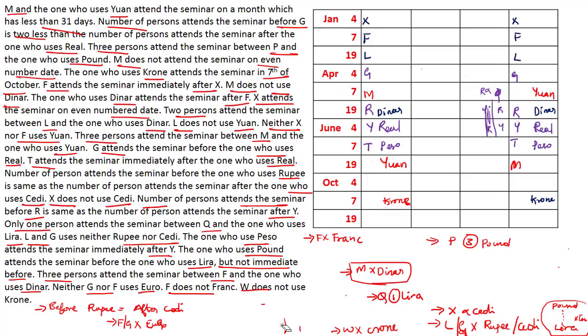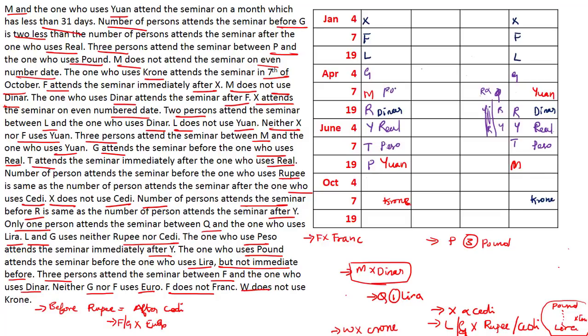Okay, this is done. Now between P and pound, there should be a gap of 3 persons, right? So P can be here. If P is here, 1, 2, 3, we cannot go after, so we have to go before. If P is here, 1, 2, 3, pound can be here. If P is here, 1, 2, 3, pound cannot be here, so P cannot be placed here. So it is not possible to place all such things. So only one possibility: if P is here, 1, 2, 3.